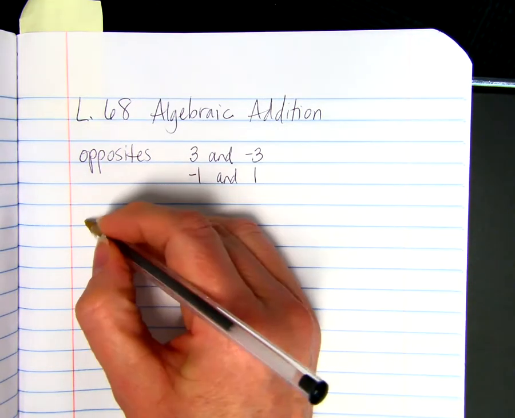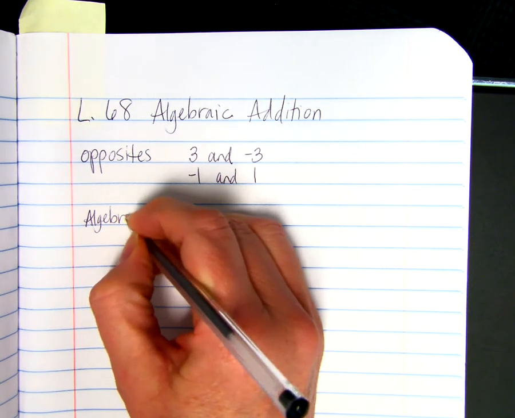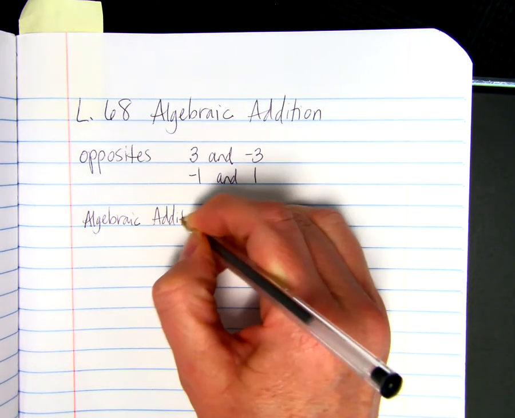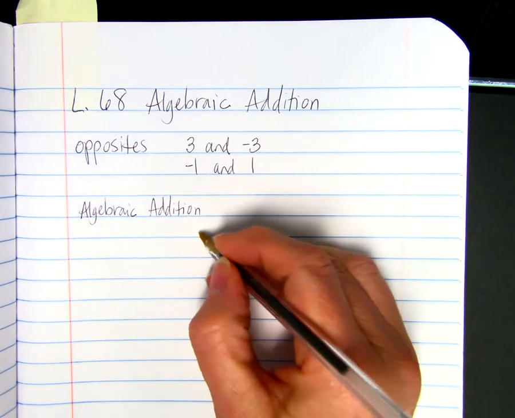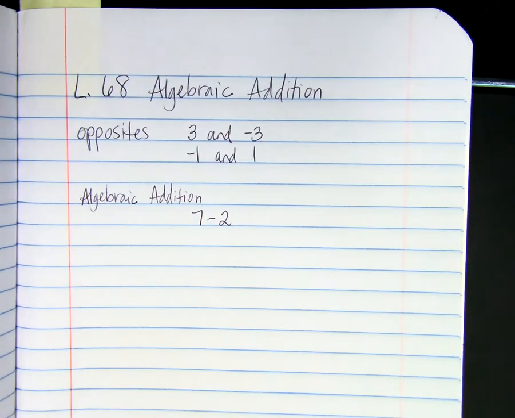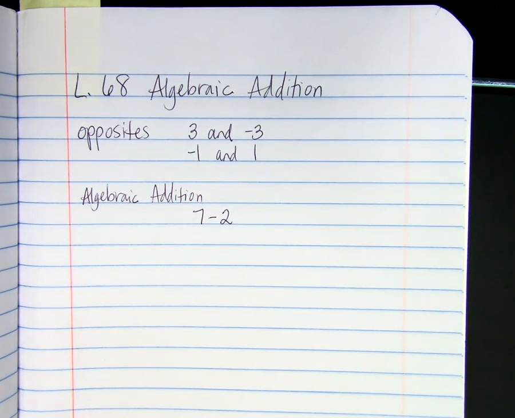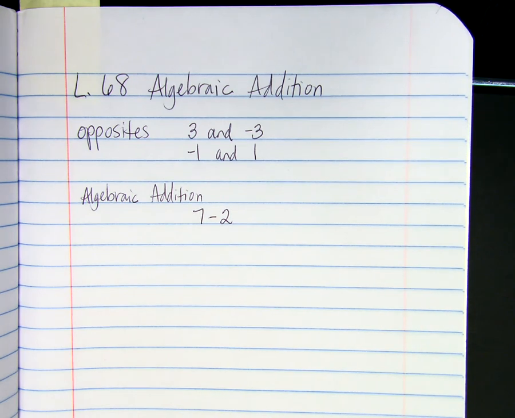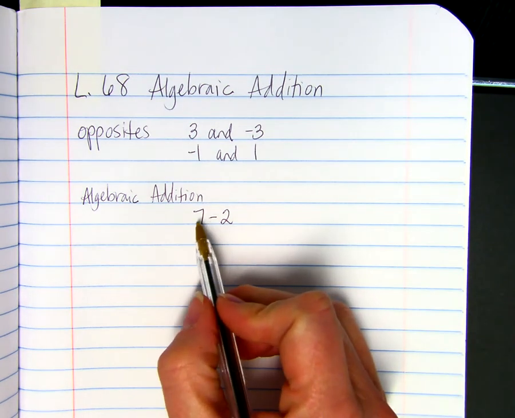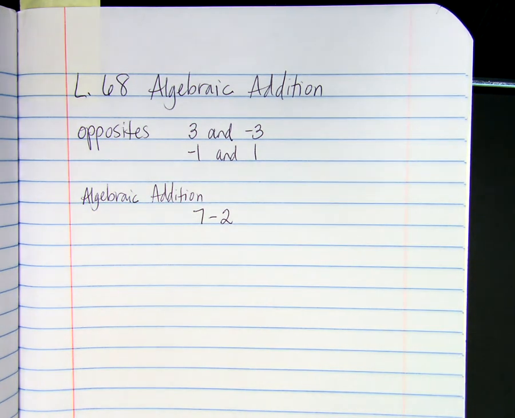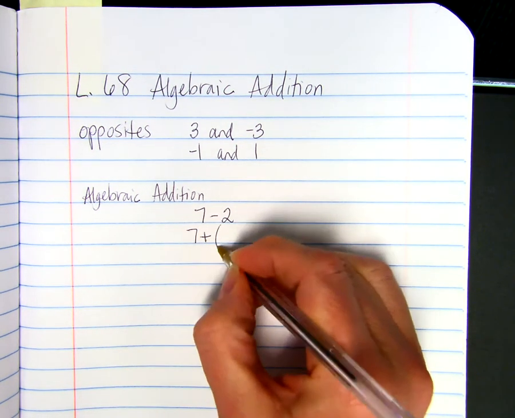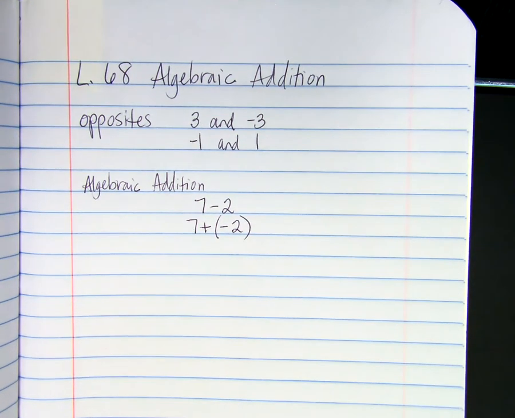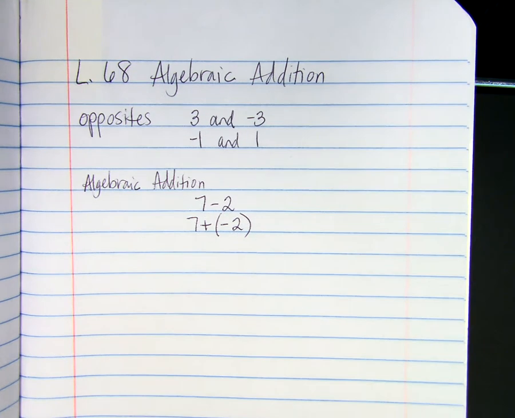When we do algebraic addition, all we do is we imagine that we are adding every single number. So when you see 7 minus 2, we don't look at it as subtraction, we look at it as adding a -2. So what we do is we look at each number as if they were signed numbers, and then we put a plus sign between them. We put the 7, then a plus sign, and in parentheses we'll put a -2. And then we add the 7 and the -2.